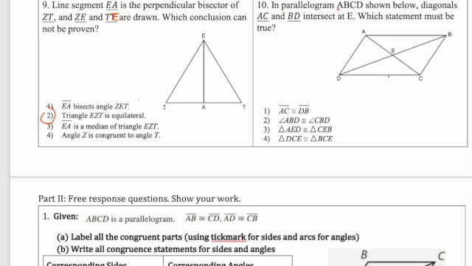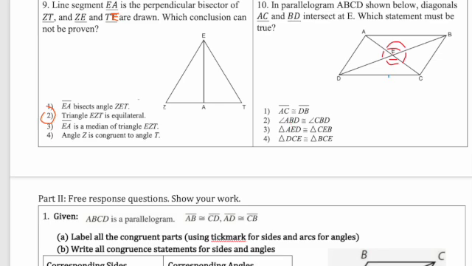In parallelogram ABCD shown below, diagonals AC and BD intersect at E. Which statement must be true? It doesn't tell us they bisect, it tells us they intersect. So we know that the angles are vertical angles, and vertical angles are congruent, and they also form a linear pair. It depends on which way you're looking at it. So let's take a look. AC is congruent to DB. We do not know that. There's no evidence of that.